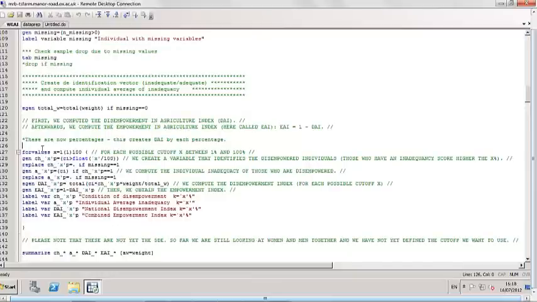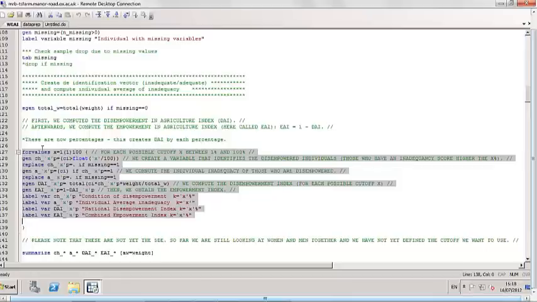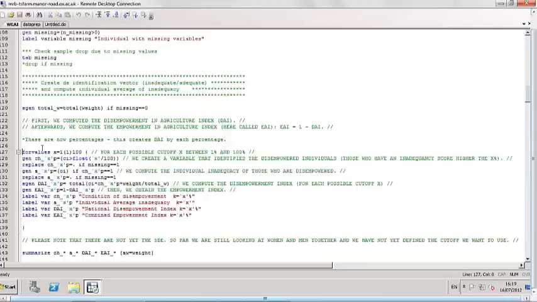Here we compute the National Disempowerment Index, the WEAI. Remember that this is national, so this includes men and women. So for each possible cutoff between 1% and 100%, we create a variable that identifies the disempowered individuals, those who have an inadequacy score higher than X%. Then we compute the average inadequacy score of those who are disempowered.